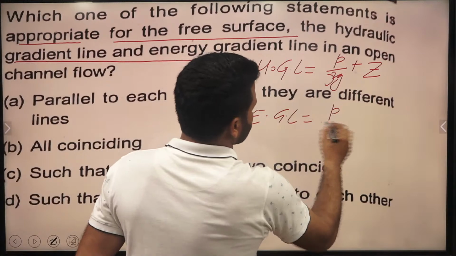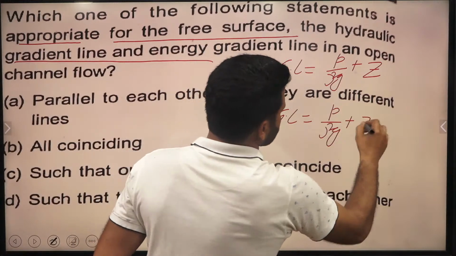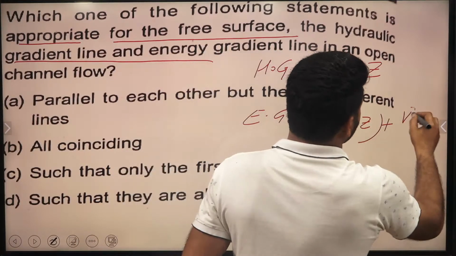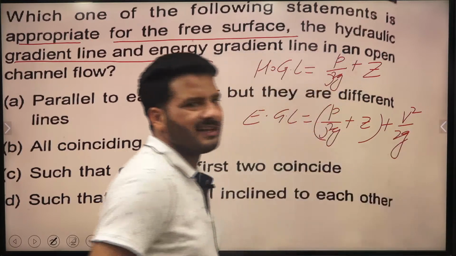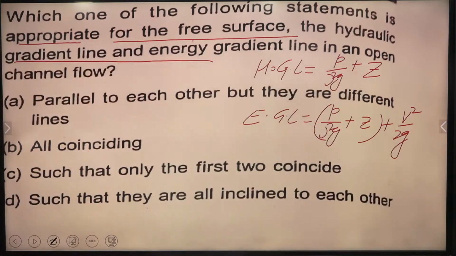In this piezometric head, we have to just add the kinetic head or velocity head, V square upon 2g. These lines are always parallel to each other, separated by the kinetic head. So they are parallel to each other, but they are different lines. Yes, option A will be the answer. The hydraulic gradient line and energy gradient line are parallel to each other, but they are separated by the kinetic head or velocity head.